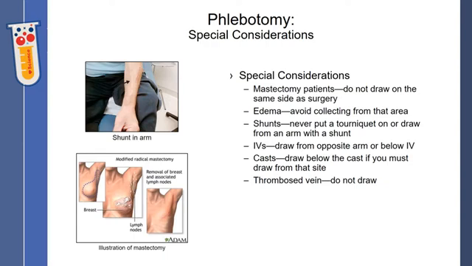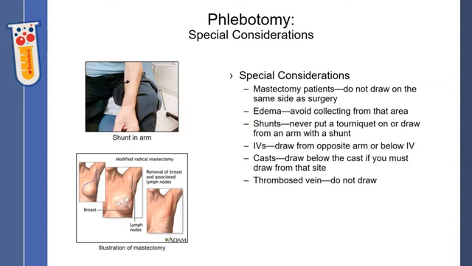If your patient has any edema or swelling present, you should avoid that area. If you have a dialysis patient that has a shunt in their arm, you should not draw on that side. So it's kind of a similar situation to the mastectomy patients, where putting a tourniquet on that arm can actually cause a lot of trouble for those patients.